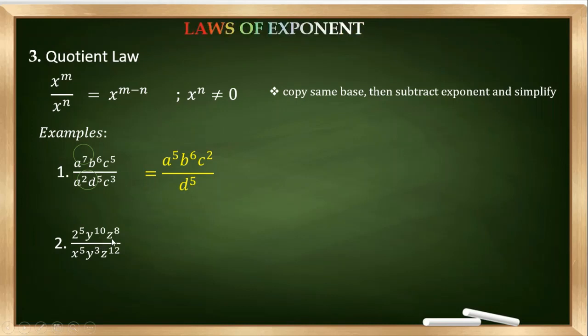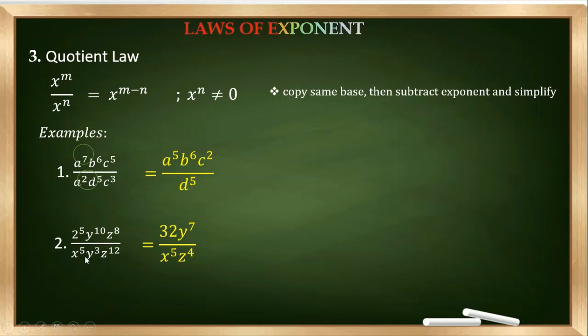So another example is we have 2 raised to the 5th power, y raised to the 10th power, z raised to the 8th power, all over x raised to the 5th power, y cubed, z raised to the 12th power. So, pansin nyo, wala tayong 2 here, or wala tayong ibang constant sa denominator, so just copy 2 raised to the 5th power, or you can immediately simplify 2 raised to the 5th power, so that is equal to 32. Paano? I-multiply nyo yung 2 by itself ng 5 beses, so that is equal to 32.